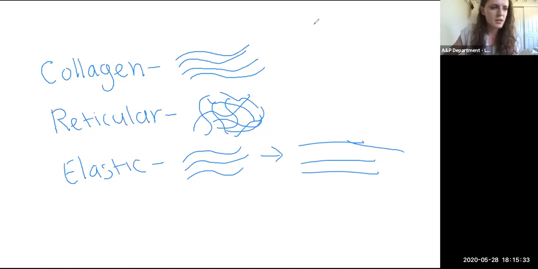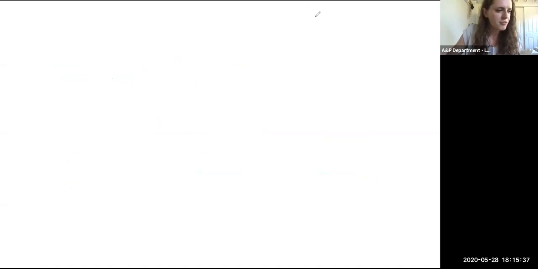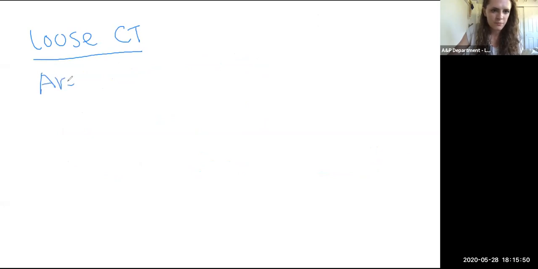Okay, moving to your actual connective tissues. First, loose connective tissue. I'm going to just write CT. You have three types. You have areolar, you have adipose, and you have reticular.